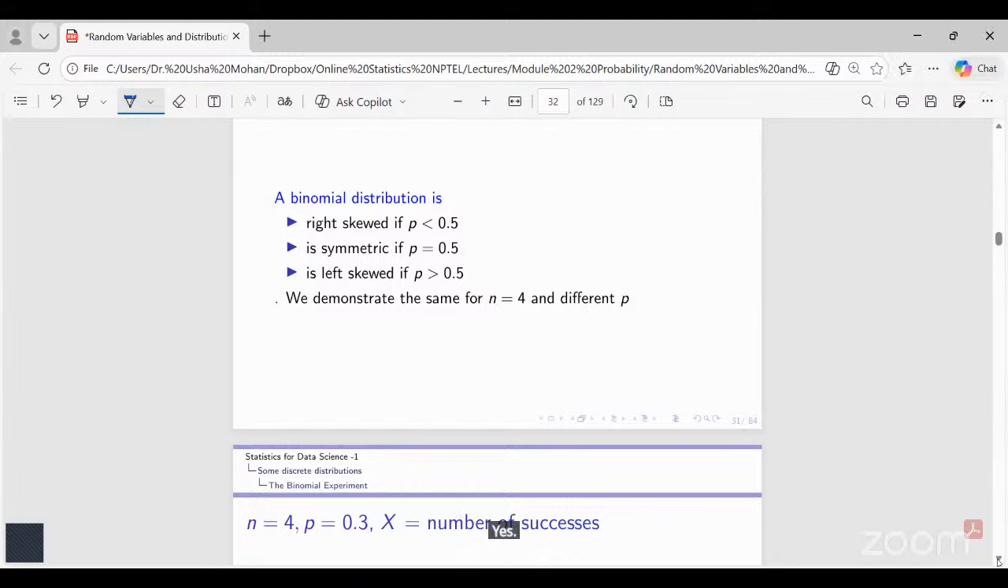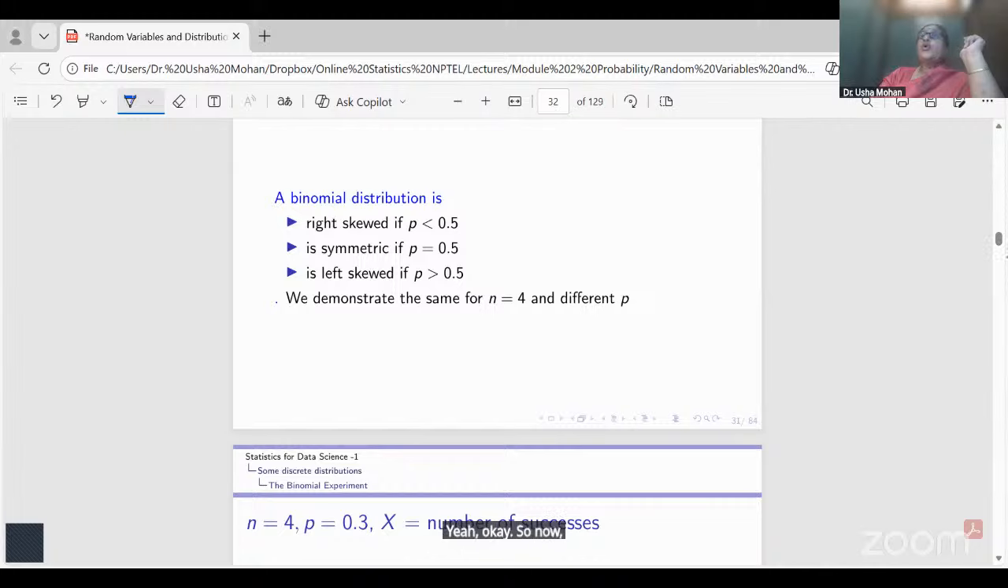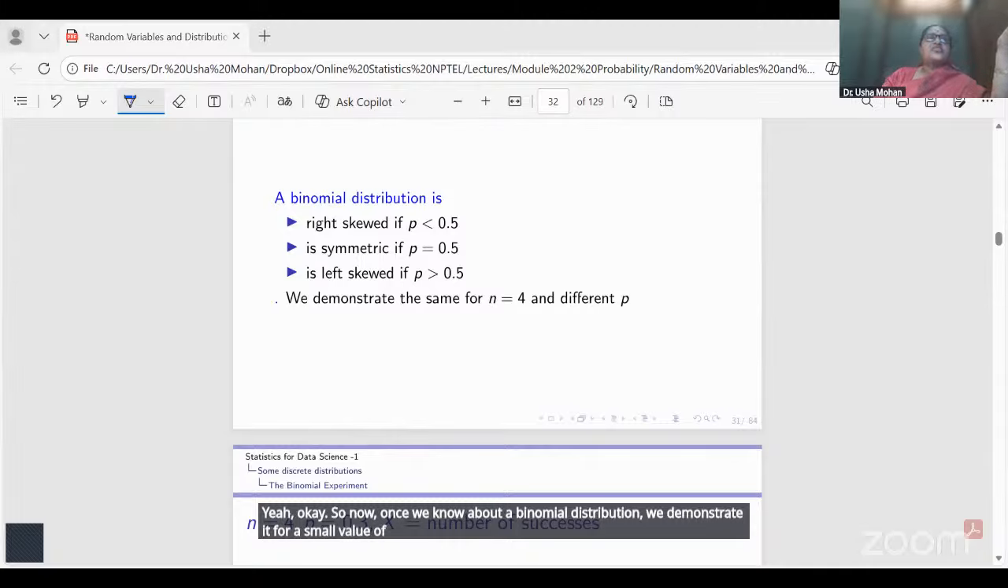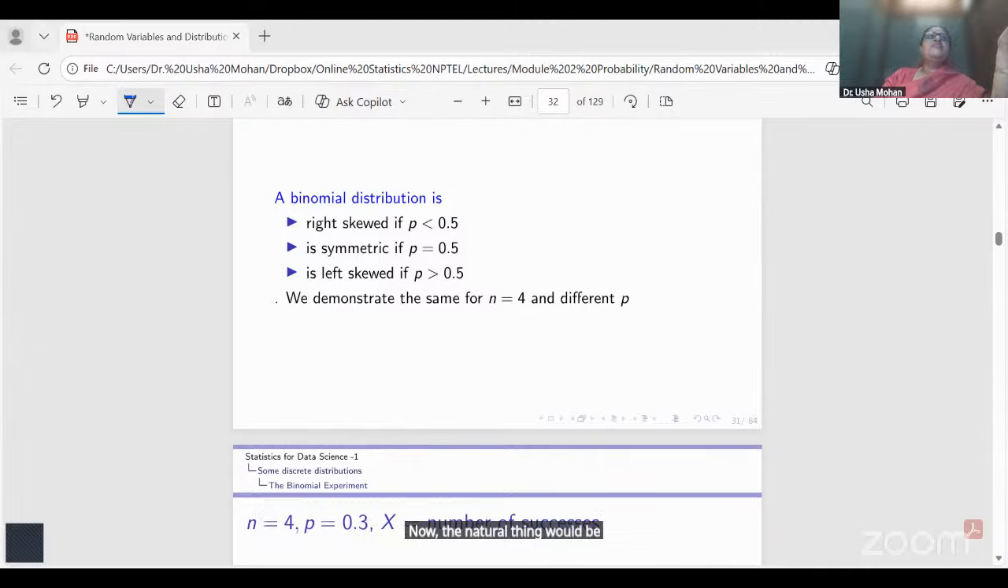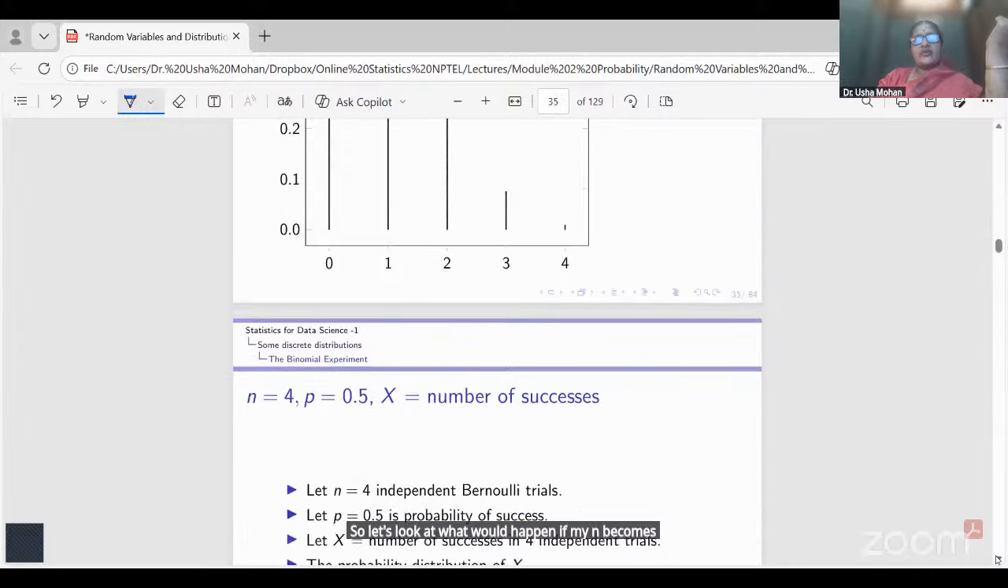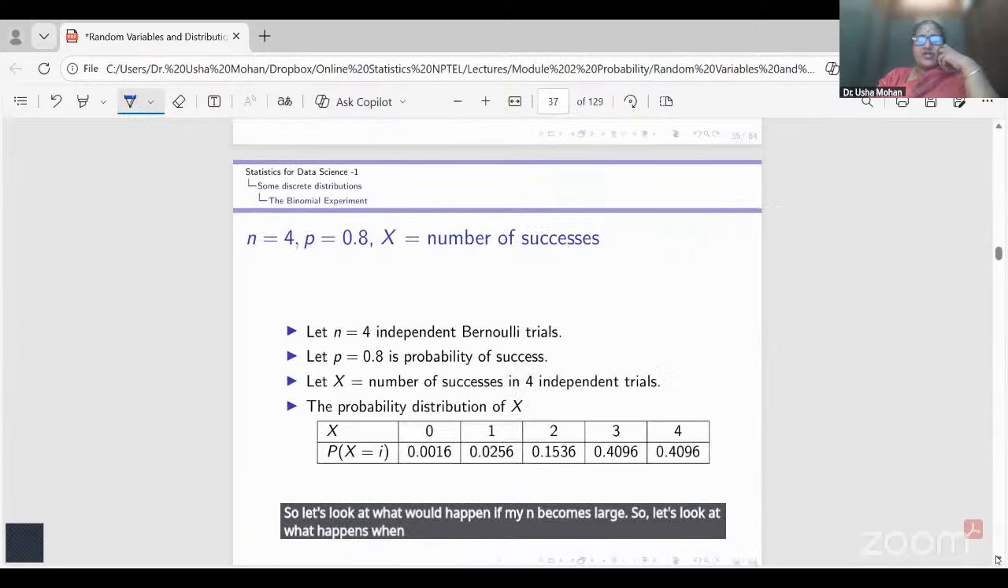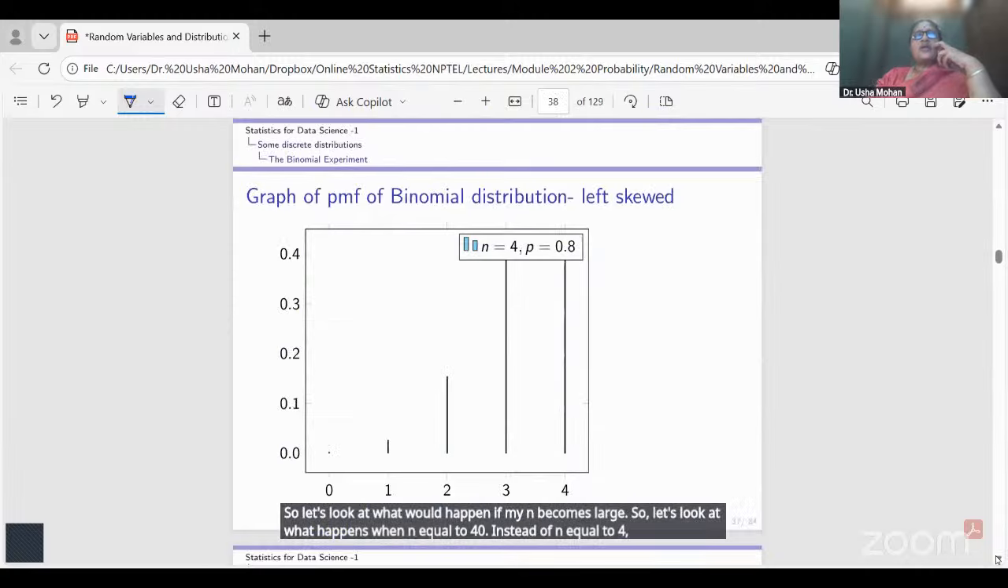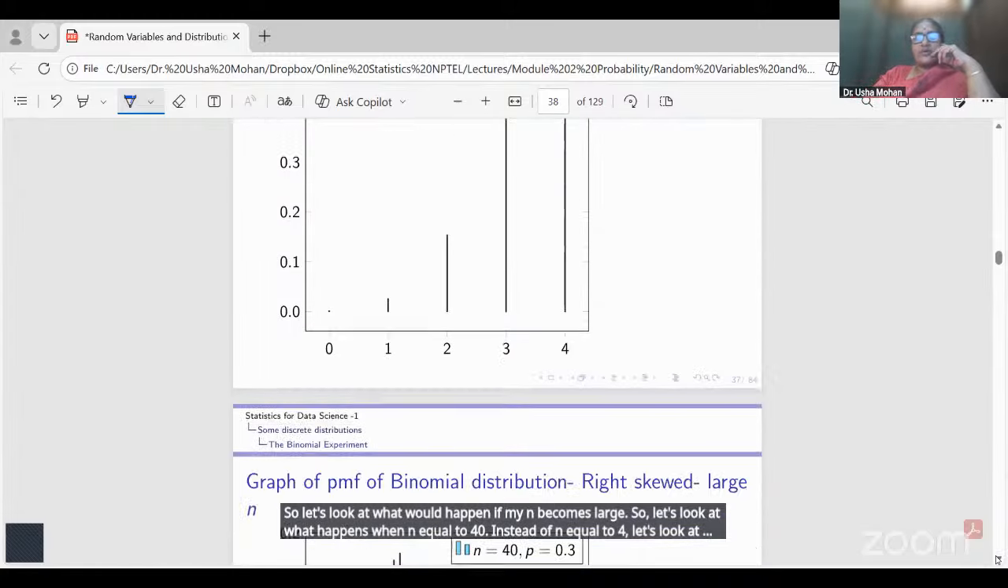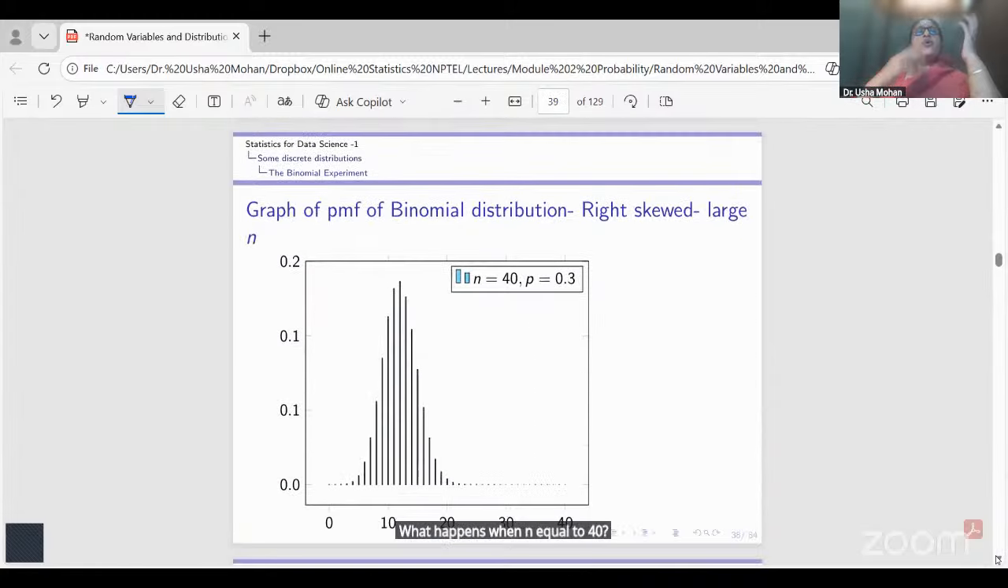Okay. So now once we know about a binomial distribution, we demonstrated for a small value of n. Now the natural thing would be what would happen if my n becomes really large. So let's look at what happens when n equal to 40, instead of n equal to 4. What do you notice here?